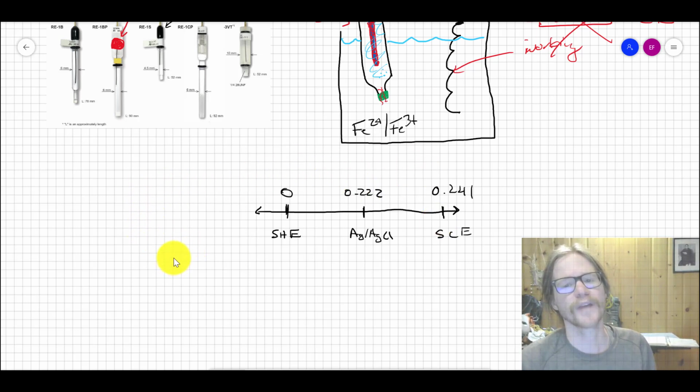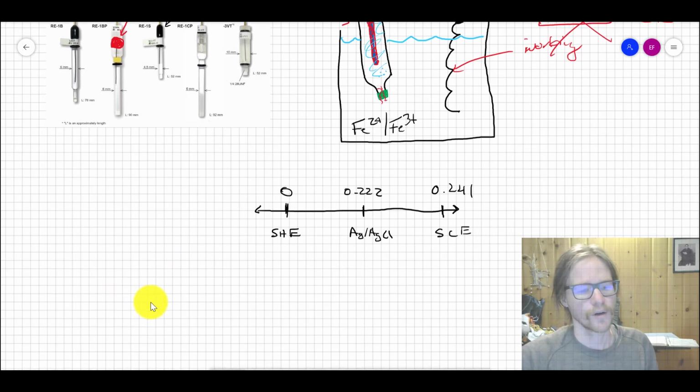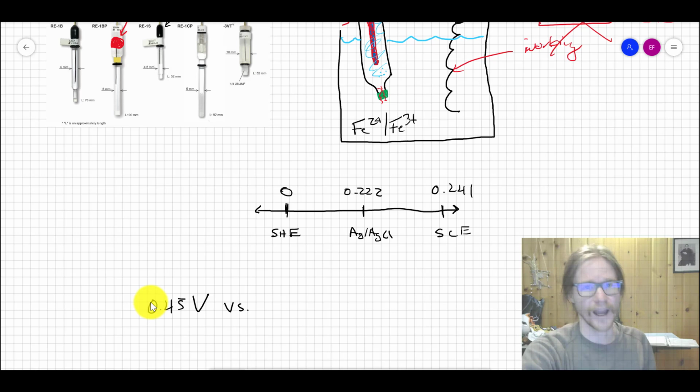So remember then, any voltage that ever gets measured, ever, in an electrochemical cell is always going to be with respect to some standard reference electrode. That's always going to be true. There's no such thing as just measuring 0.45 volts in a cell, ever. You can't do that. It always has to be with respect to the other half of the circuit.